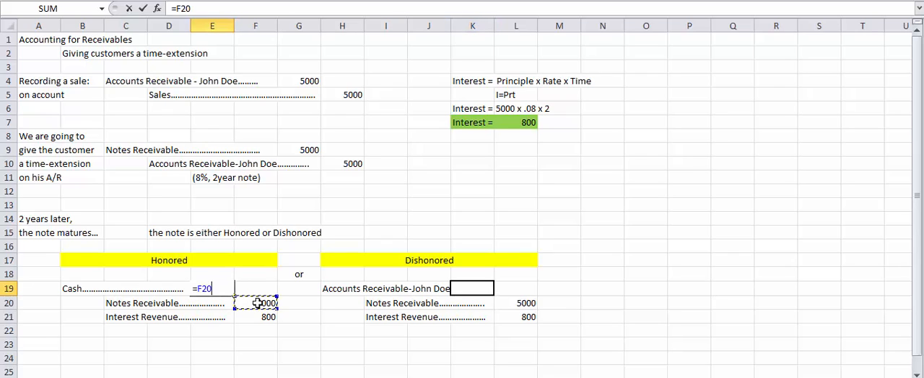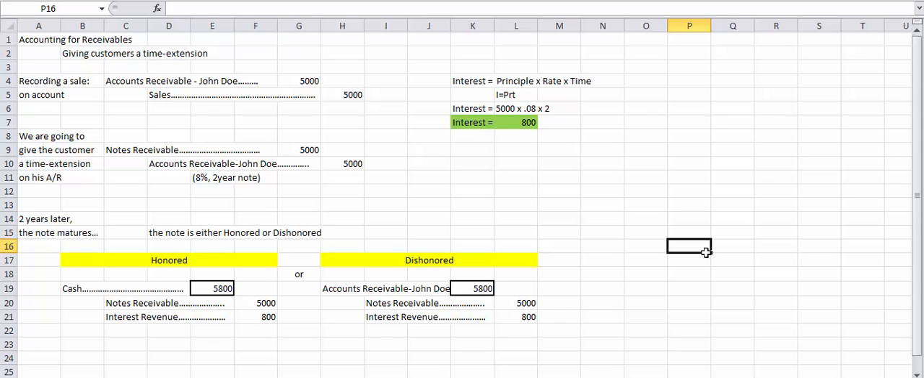And remember, your debits have to always equal your credits. So 5,000 plus the 800, and that's 5,800. And that's how you would handle honoring versus dishonoring. Okay. Now if you focus on the dishonoring for a second, notice we put that customer back into accounts receivable. So now the customer officially owes us 5,800.